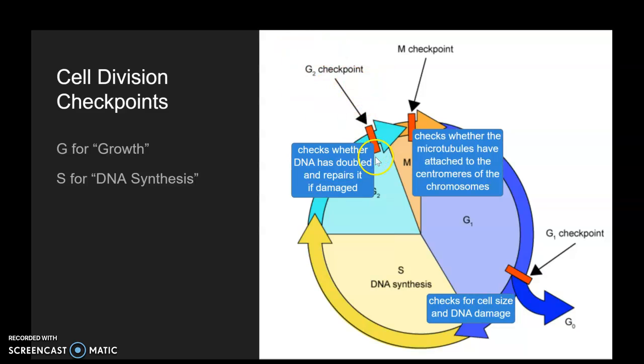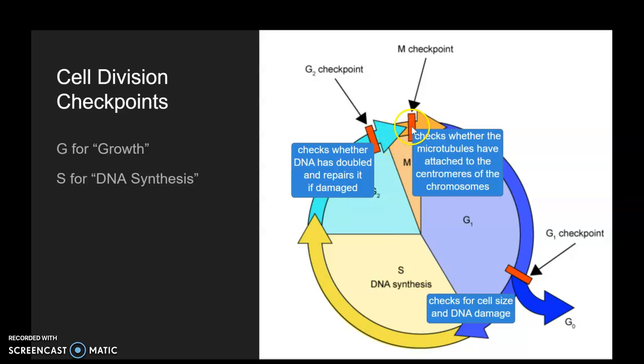Then it'll enter the S phase during the interphase, which is the DNA synthesis, and then the second growth phase, there's the G2 checkpoint. There's a G2 checkpoint at the end, just before it enters mitosis or meiosis, and that's where the cell checks whether DNA has doubled and repairs it if damaged. So after this DNA synthesis, it doesn't want to create too many doubles, so it just makes sure that everything's all squared away before it gets split in half.